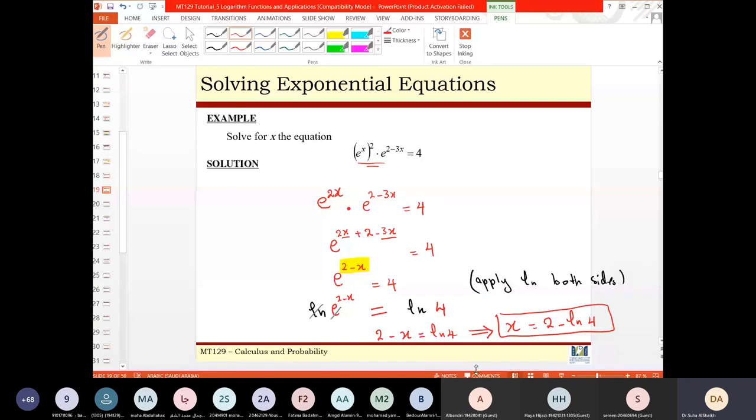If it were multiple choice, you have to calculate it, for example with the calculator, or maybe you leave it. No, combine the power first. Combine the power, make it one exponential, then apply the ln.